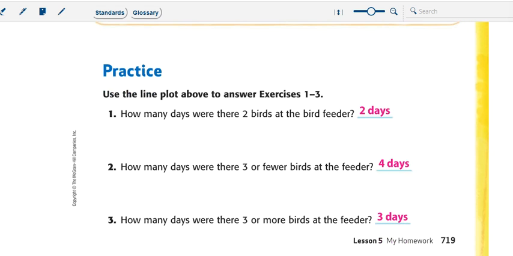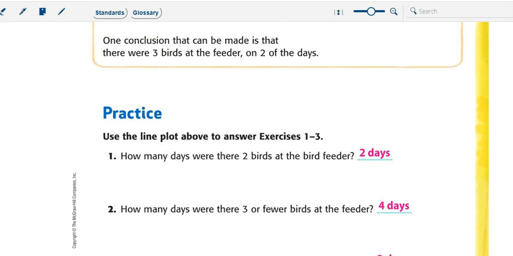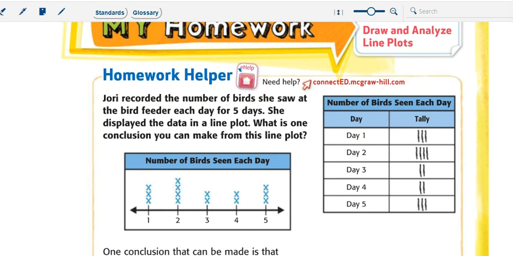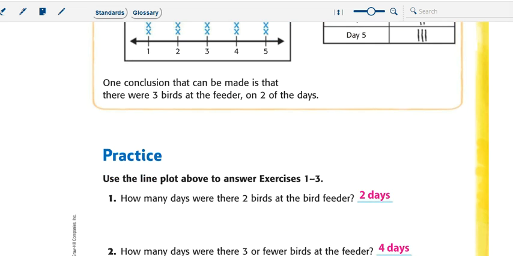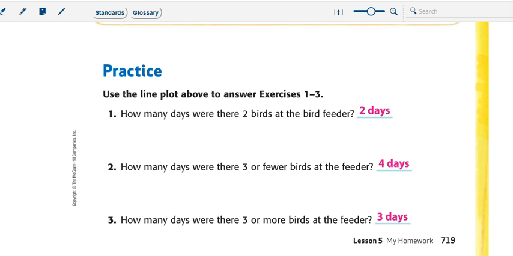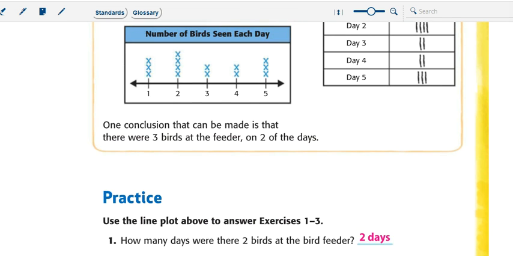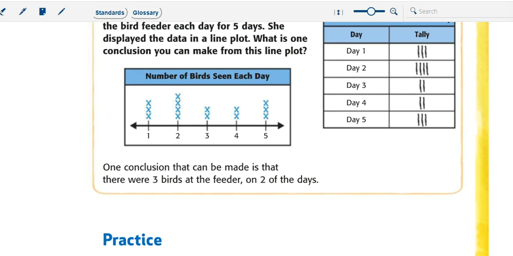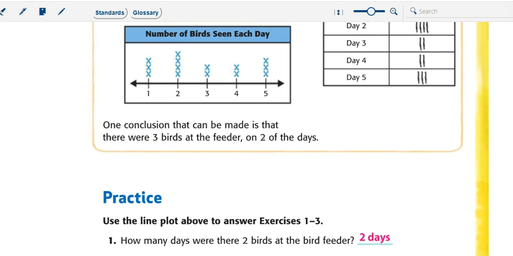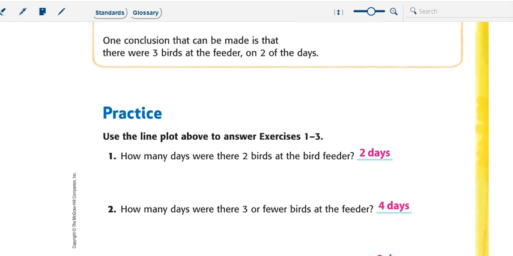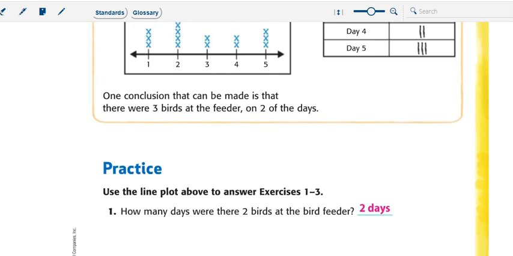Now my homework. Use the line plot above. We're going to use the information in this line plot to answer the questions in the bottom. How many days were there 2 birds at the bird feeder? Okay, so we're going to find in the line plot which of the numbers have 2 x's. The answer is 2 days.